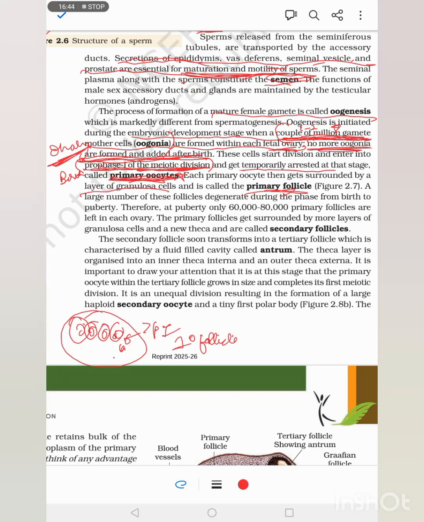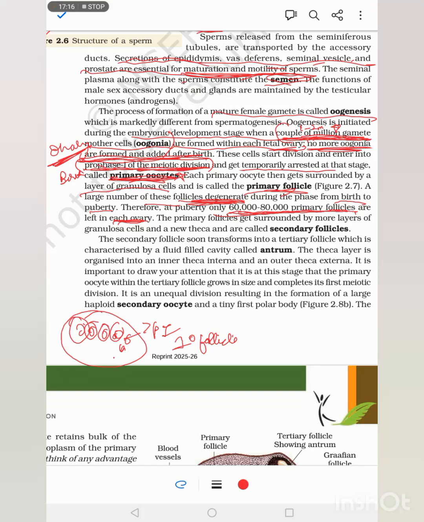As the girl grows from birth to puberty, so many follicles degenerate in those years. At puberty, only 60,000 to 80,000 primary follicles are left. That means it started at 1 to 2 million, and by puberty it is only 60 to 80,000 primary follicles left in each ovary.